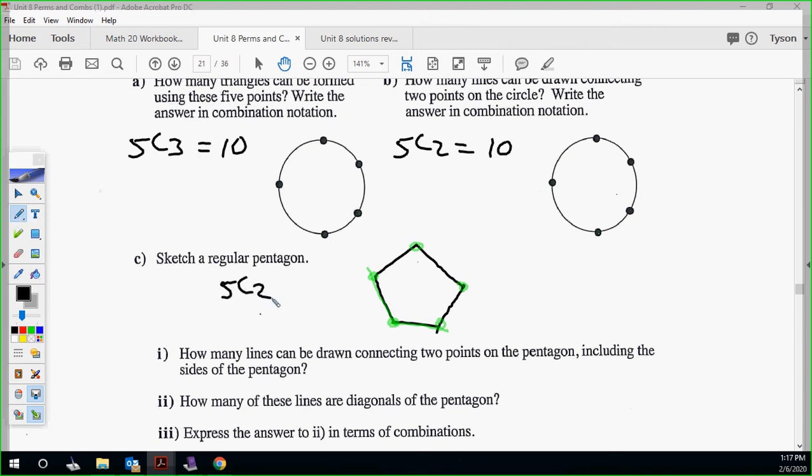It's still 5C2, yeah. You have 5 points to choose 2 spots. So if you did that, there'd be 10 lines you could draw. Okay? So 5C2, how many lines? We just did that. That's right there. How many of these lines are diagonals of the pentagon? So diagonals, we would not count the sides. And so how can we account for that?